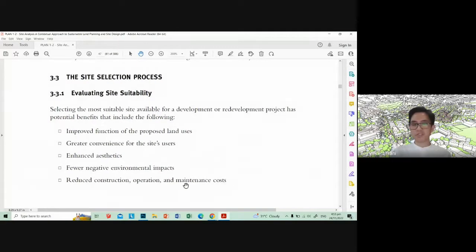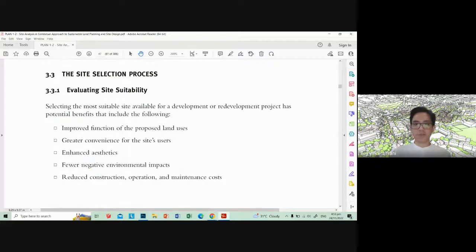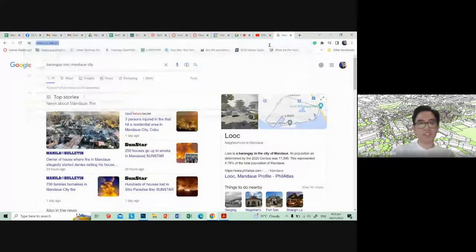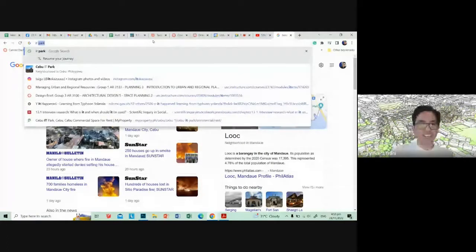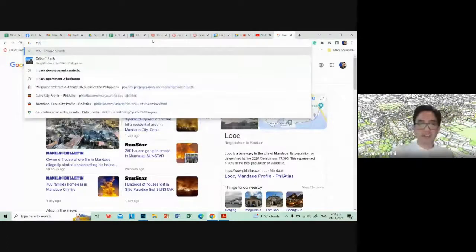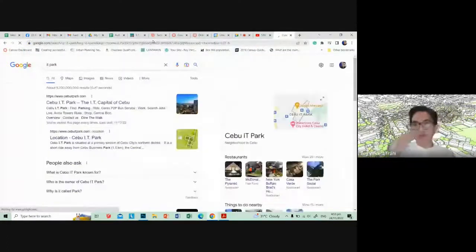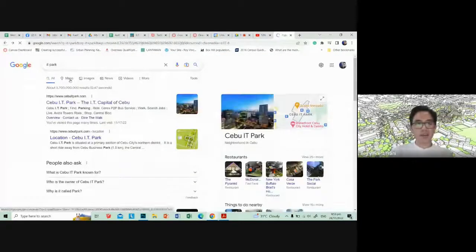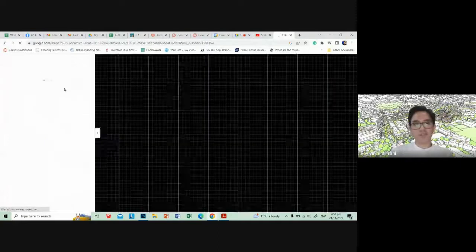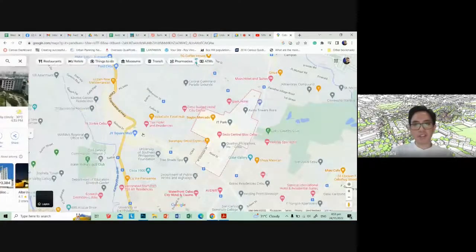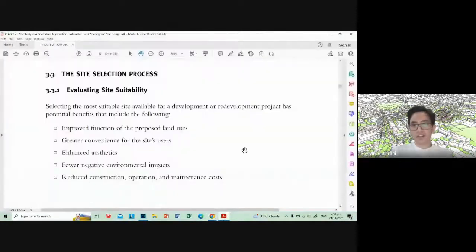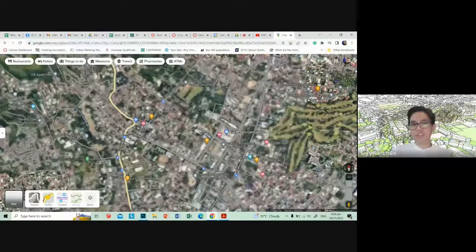Finally, reduced construction, operation and maintenance costs. So for example, if you go to IT Park here, I just want to show a new image because it might be boring if you're just looking at text. Okay, so let's look at IT Park. Why would it be beneficial? I think all of you can name several things about having an office building in IT Park, but I don't think a lot of you mentioned how locating in this area would reduce construction, operation, and maintenance costs.